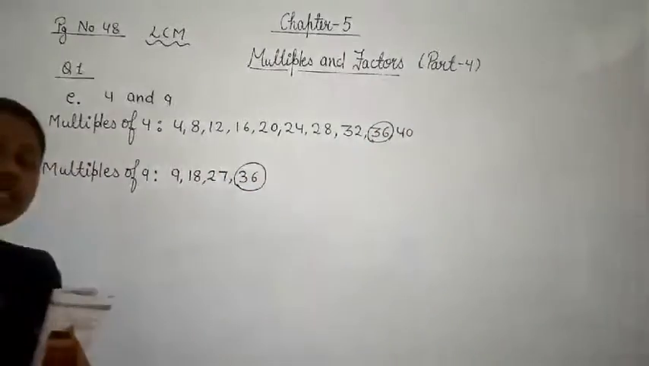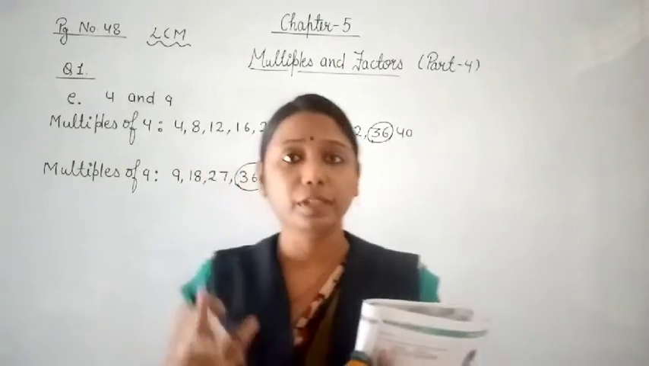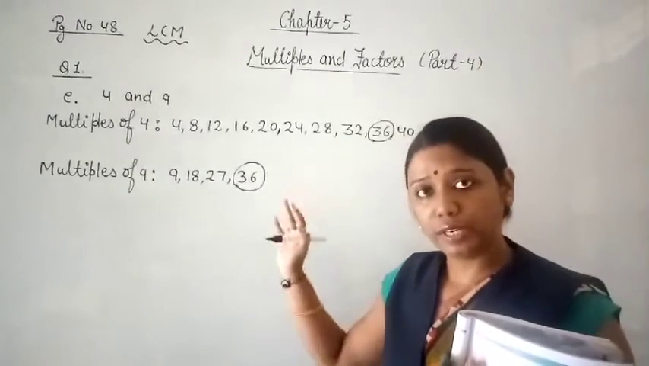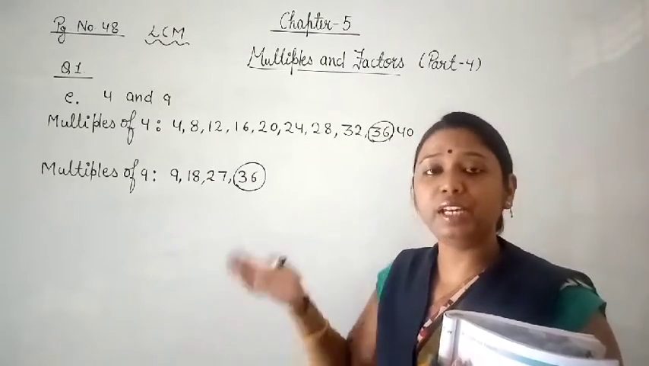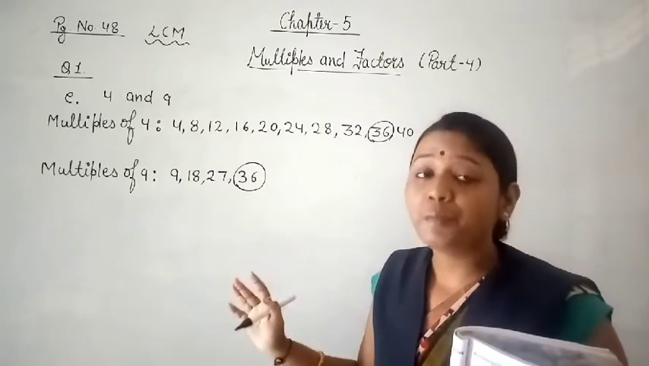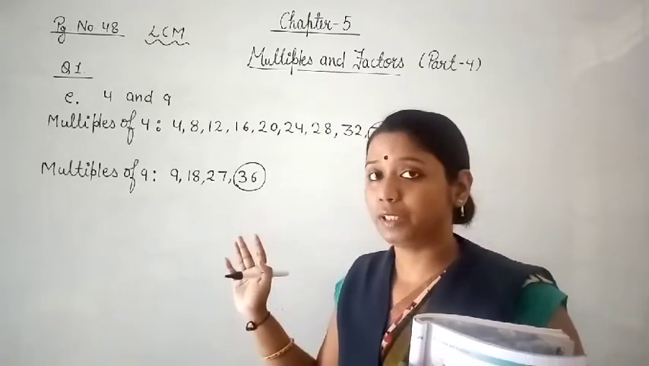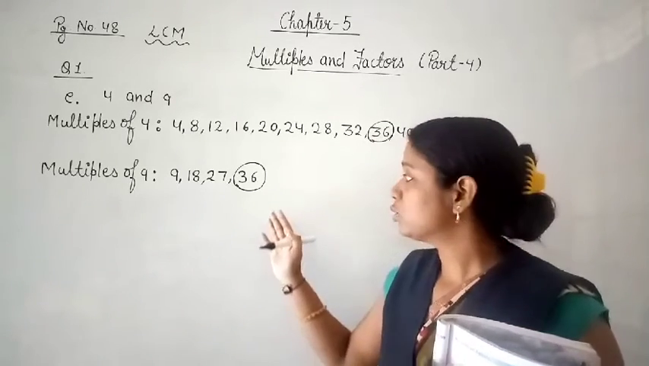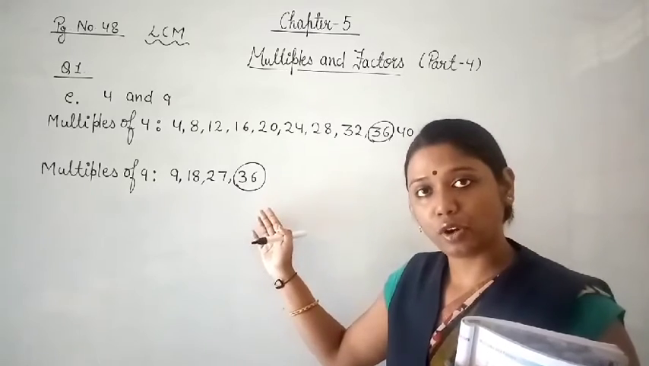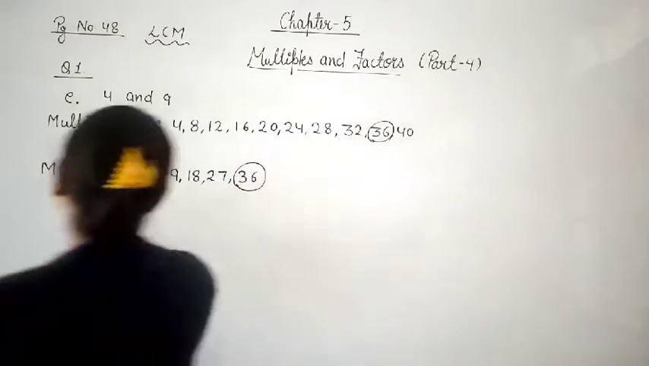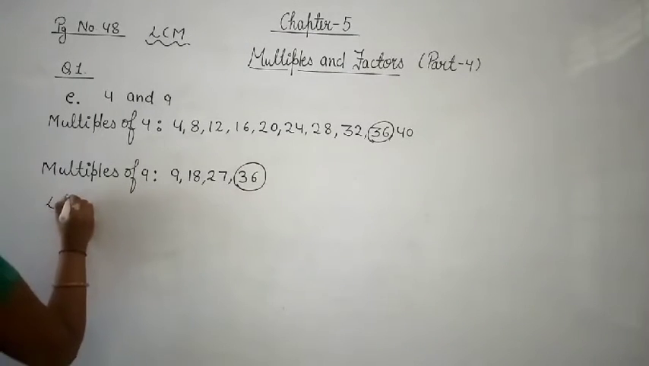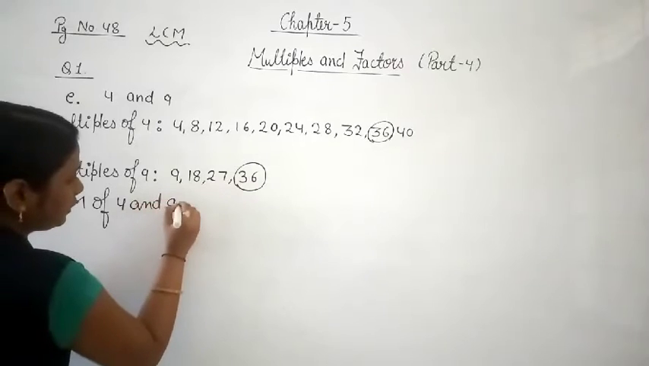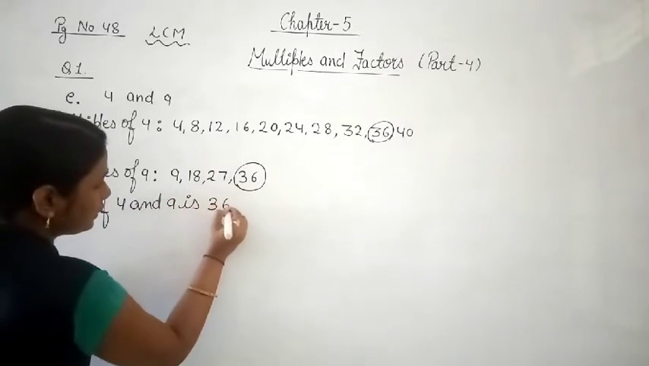Yes? So 36 will be the least common multiple of 4 and 9, because if we write further multiples of 4 and 9 we will definitely get more common multiples. But here we have to find the least common multiple, so the least will be the multiple which we have got very first. So 36 will be the LCM. So here we will write: LCM of 4 and 9 is 36.